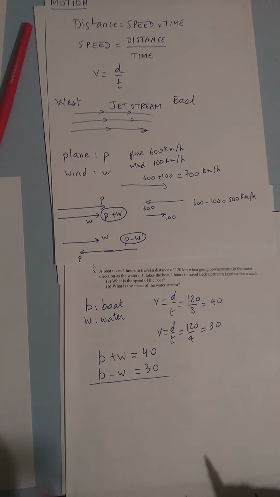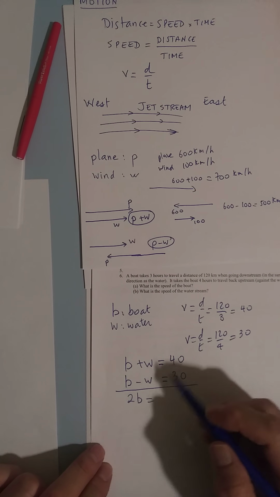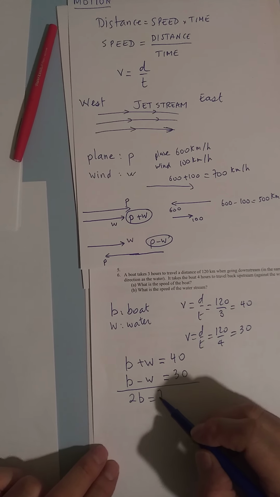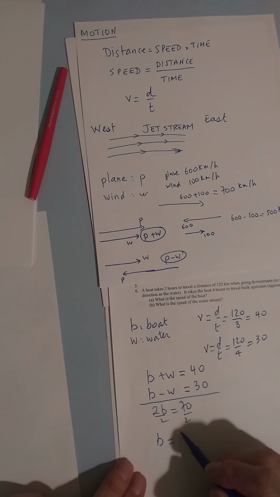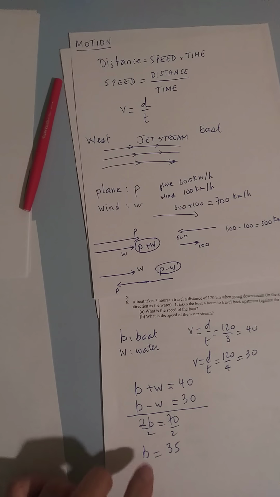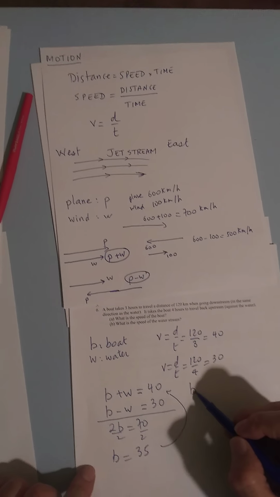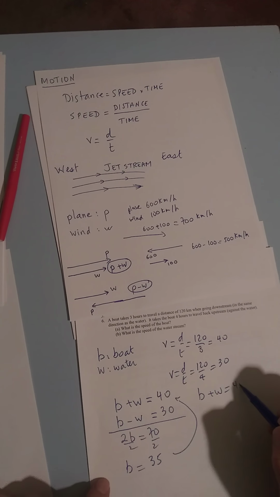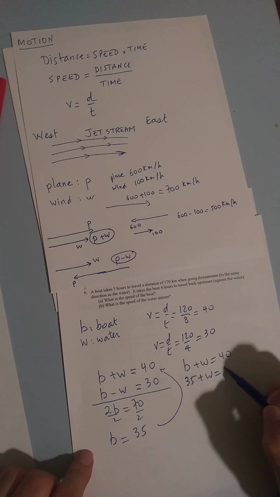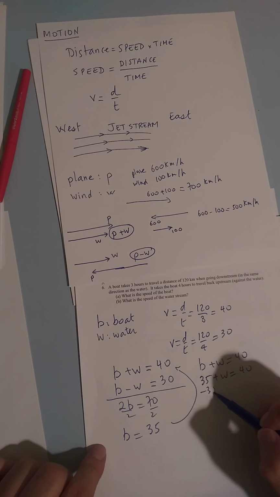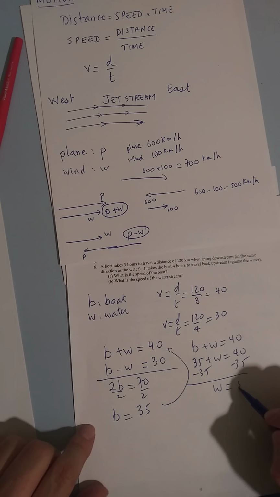The system can be solved by addition. B plus B is 2B. W is cancelled. 40 plus 30 is 70. So divide by 2. And that gives you B equals 35. Put 35 back in one of these equations. Let's put it back in this equation. B plus W equals 40. So 35 plus what number equals 40? Well, the answer is subtract 35. So that gives you W equals 5.